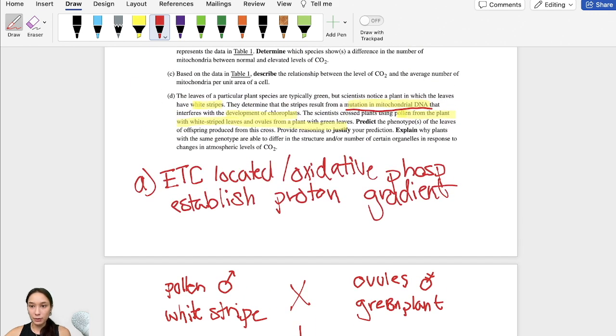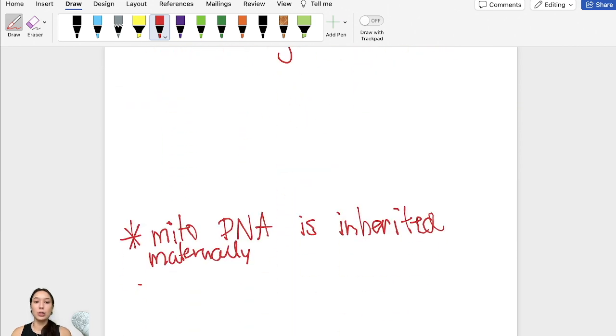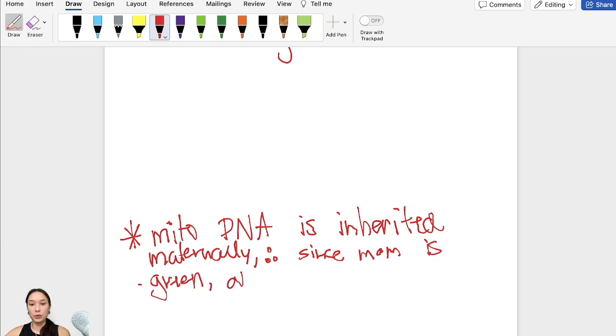So it says, predict the phenotype of the leaves of offspring produced from this cross and provide reasoning to justify your prediction. So mitochondrial DNA is inherited maternally. So you can say, therefore, since mom is green, all offspring will be green.